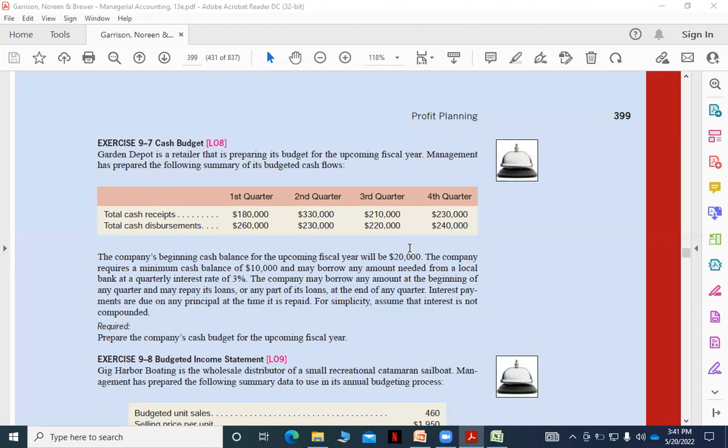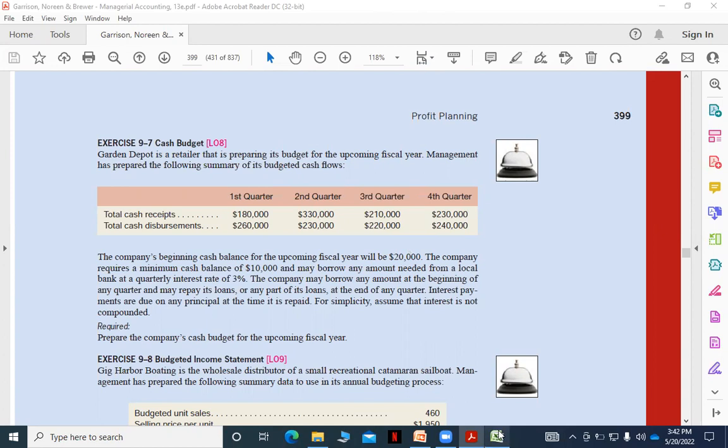Okay, so for the loan and interest, you have to assume that whenever you're taking the loan, it will be at the beginning of that quarter, and the repayment is done at the end of the quarter. Okay, so everything is given on a quarter basis, and in total it will be for a year. Now see, prepare the company's cash budget for the upcoming fiscal year. Now we need to prepare a cash budget for the upcoming fiscal year.